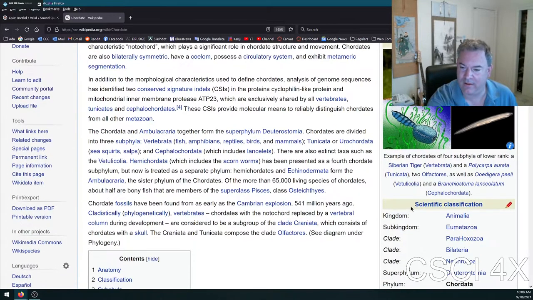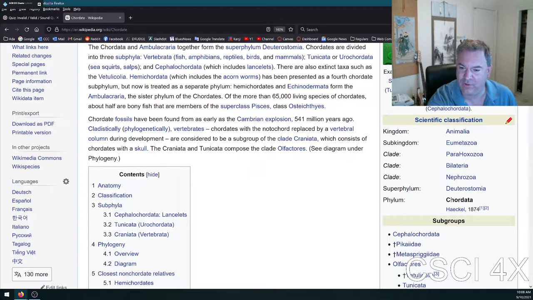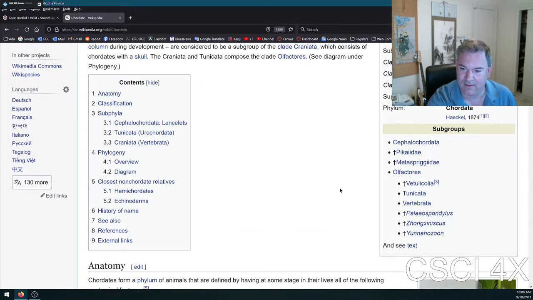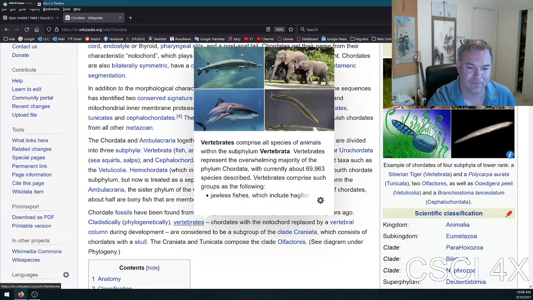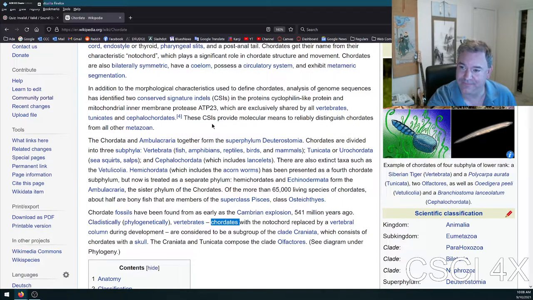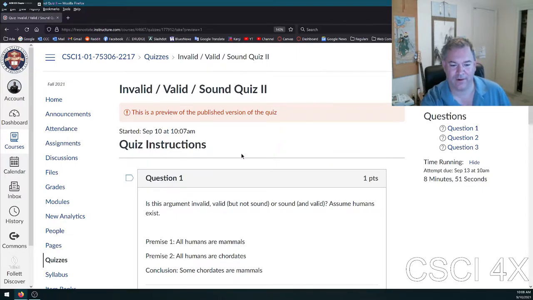So all humans are in Mammalia, which is the group of mammals. And all mammals are chordates. So there are no non-chordate mammals. Is this a retake? Nope.